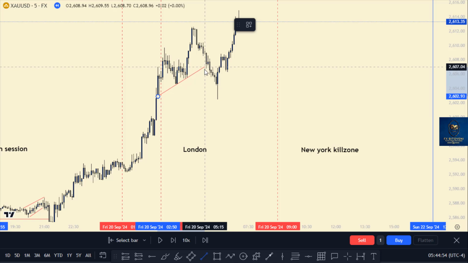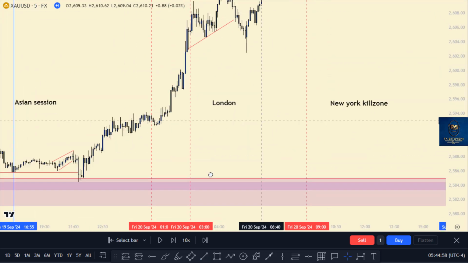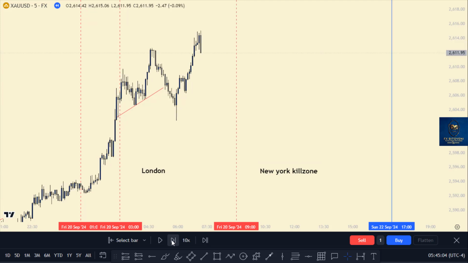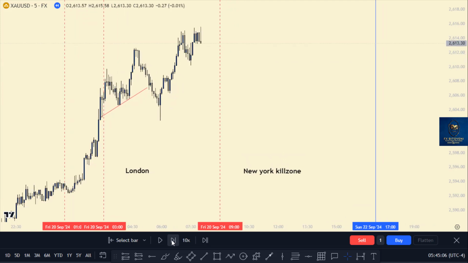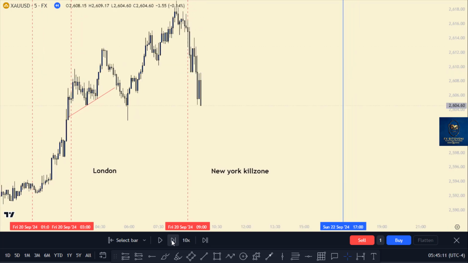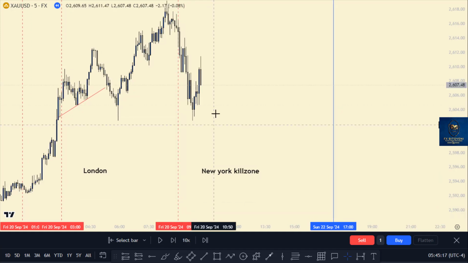Liquidity is taken here, but remember our process here, we didn't see anything. We can allow this day to go. Remember, this is the Friday, the end of the week. Price moving, Asia, New York session. Look what happens.